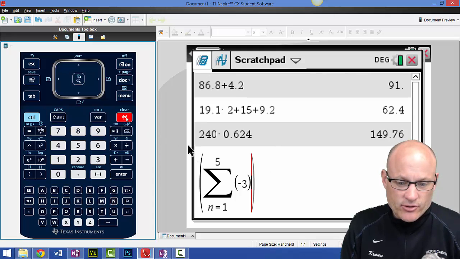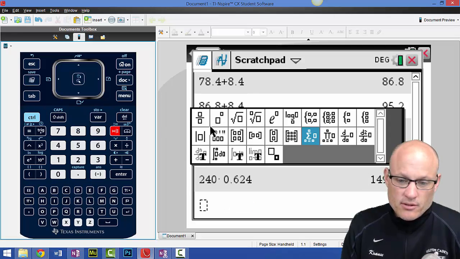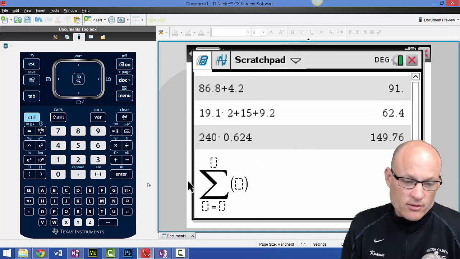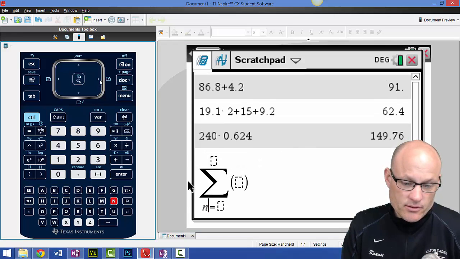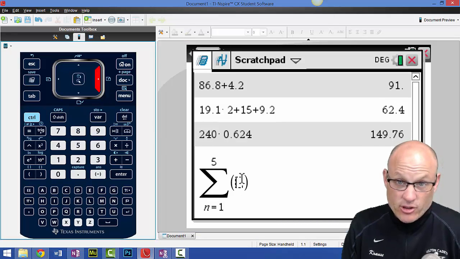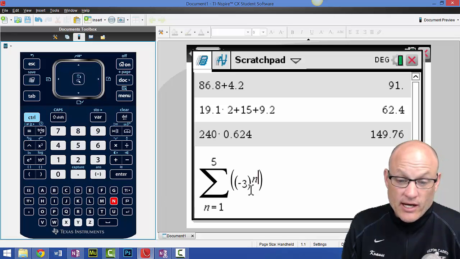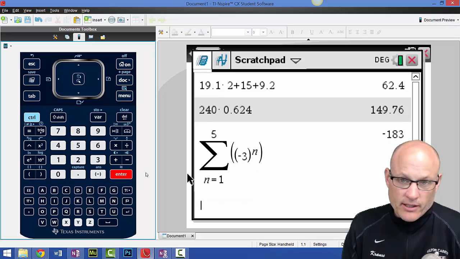So what you've got to do is go n, 1, 5. Everything that you're going to put in the summation has to go in here. What was in the summation? It was parentheses negative 3 to the nth power, and all of that has to go inside these parentheses. And when I do that, I get negative 183. Sweet.